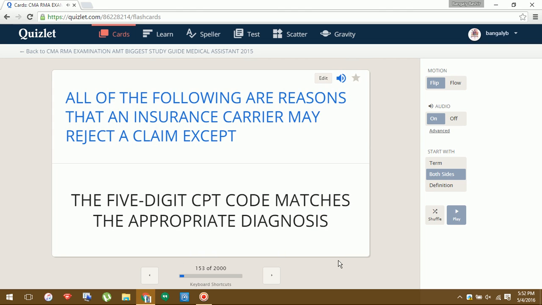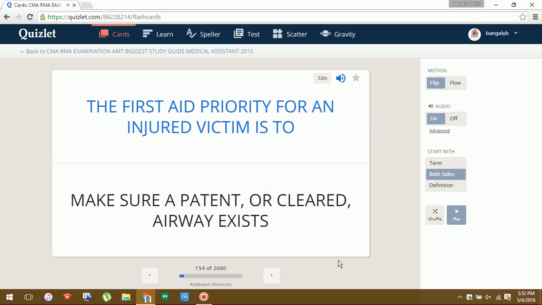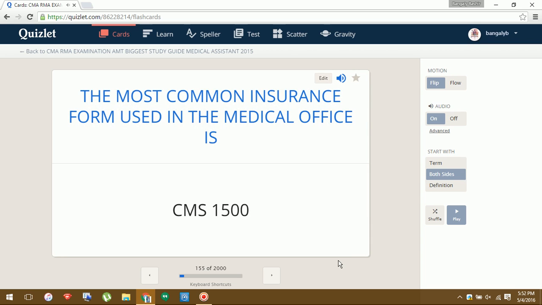All of the following are reasons that an insurance carrier may reject a claim except the 5-digit CPT code matches the appropriate diagnosis. The first aid priority for an injured victim is to make sure a patent or cleared airway exists. The most common insurance form used in the medical office is CMS 1500.